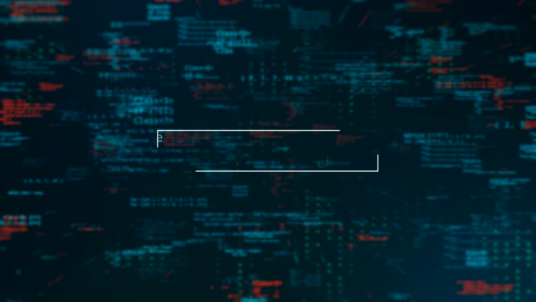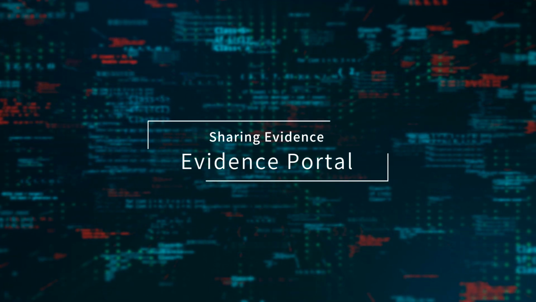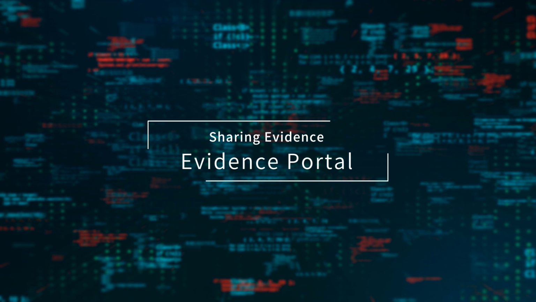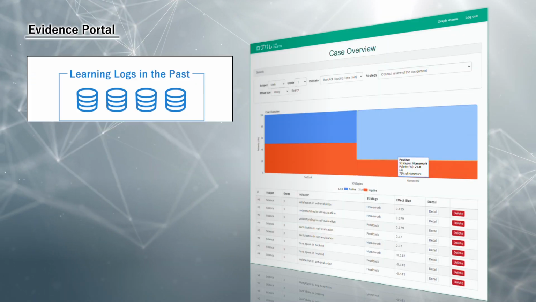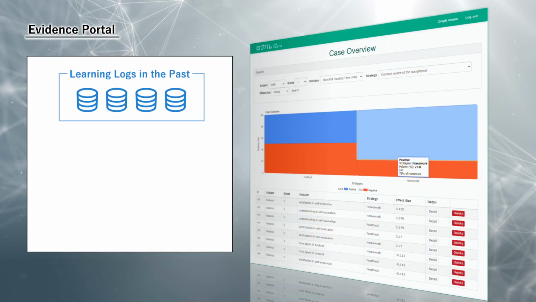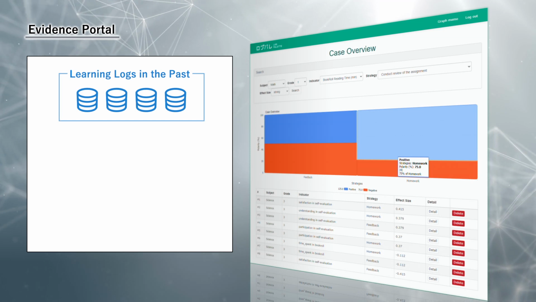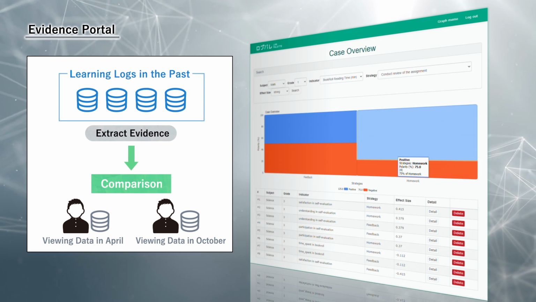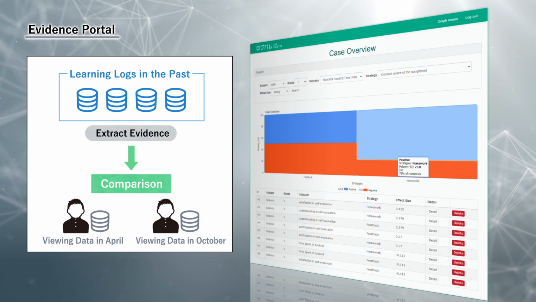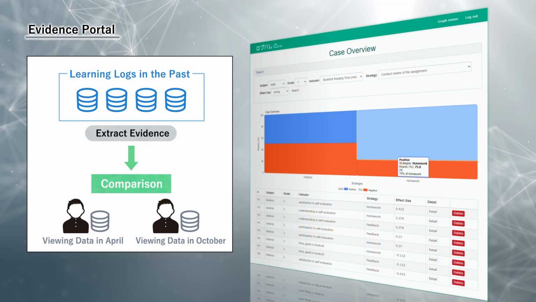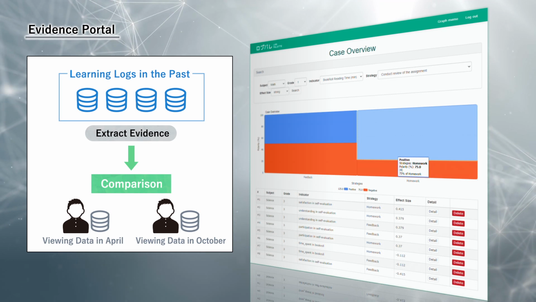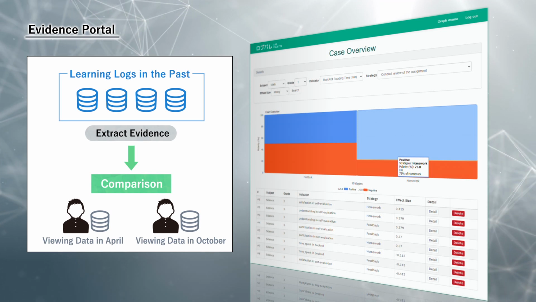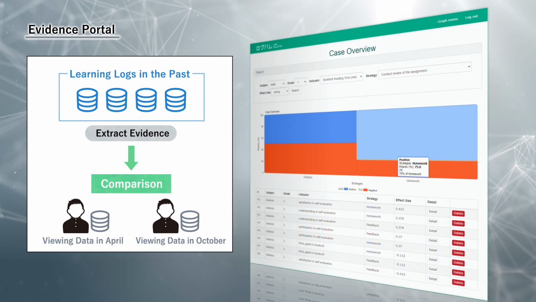The third function is the evidence portal for sharing evidence. The evidence portal enables teachers to view intervention cases from the LEAF system. You can compare students' viewing behavior by choosing a period and clicking on the Extract Evidence button. You can then record the result as an evidence case in the evidence portal.